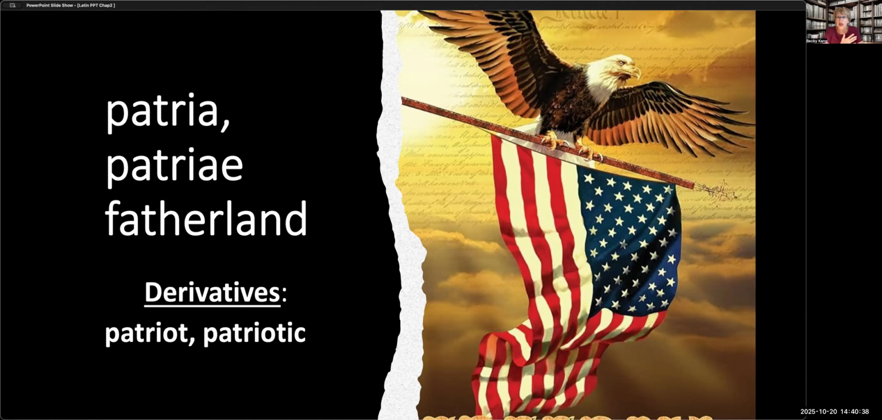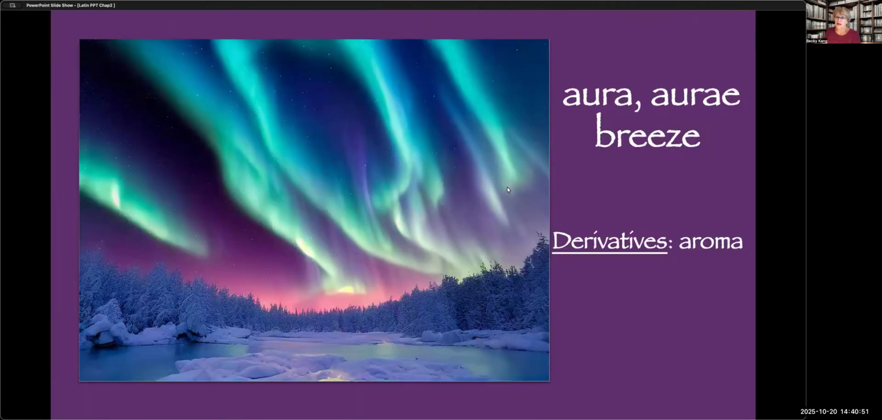Beautiful for patriot skies, the fatherland, for amber waves of grain. Yes, patriotic, patriot, that's this word. Next is aura, breeze. The breeze brings in the aroma.